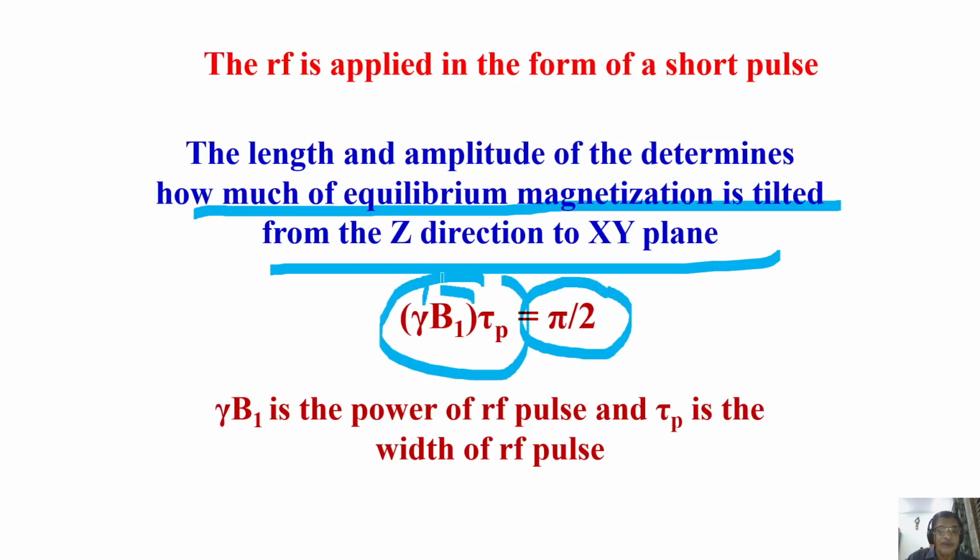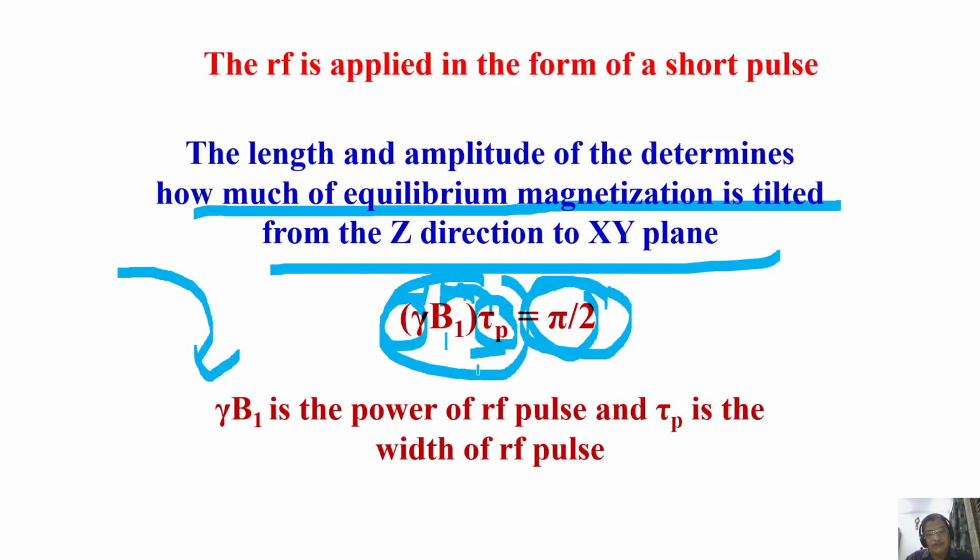Gamma is, we know, a constant; B1 is the RF power, and tau P is the pulse width, called the width of the RF pulse. Width and power put together, you can manipulate to bring the magnetization from the Z axis to the X axis or Y axis. So this is what we want. We know this one, and we have to play with these two terms, RF power and the pulse width.